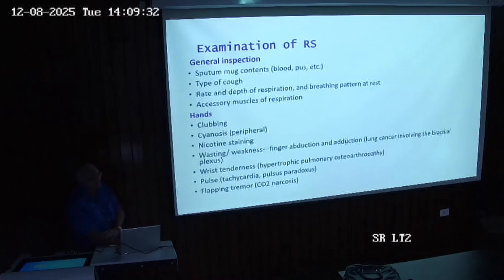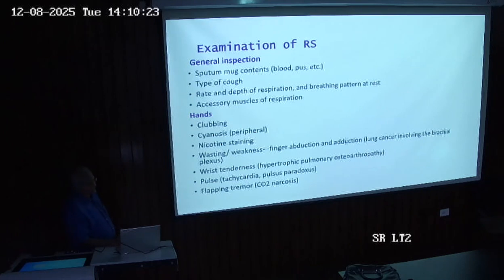Now, the other part today is the examination of the respiratory system pertaining to tuberculosis or to other infections of the respiratory system. The examination of the respiratory system should start with inspection of the contents of the sputum, which could be blood, pus, etc., or just mucoid. What is the type of cough you should ascertain? Rate and depth of respiration. Tachypnea is a very important finding in pulmonary infection. Breathing pattern at rest, and you should also assess the muscles of respiration, whether the accessory muscles are working or not.